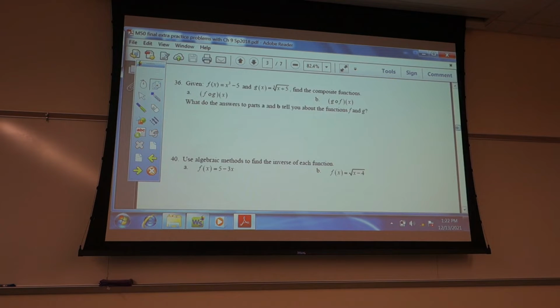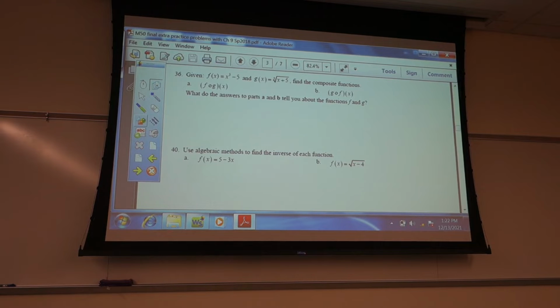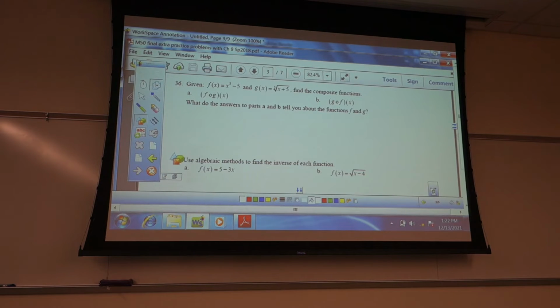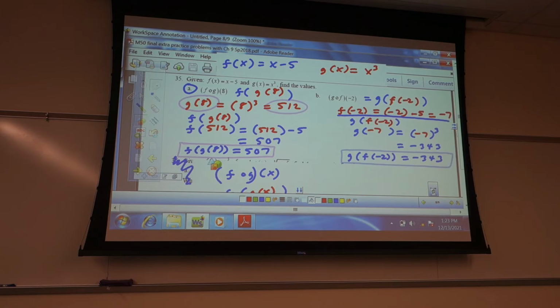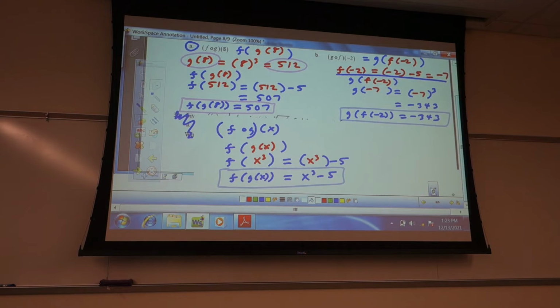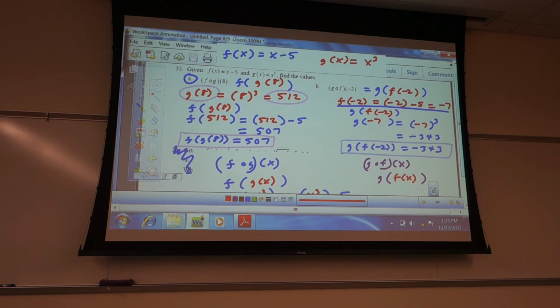Okay, so you folks do 36. But you'll have some bits and pieces. It won't be as clean. Here, I'll show you what I mean. If I had done g of f of x, then that would be g of f of x. What's f of x? F of x was x minus 5.